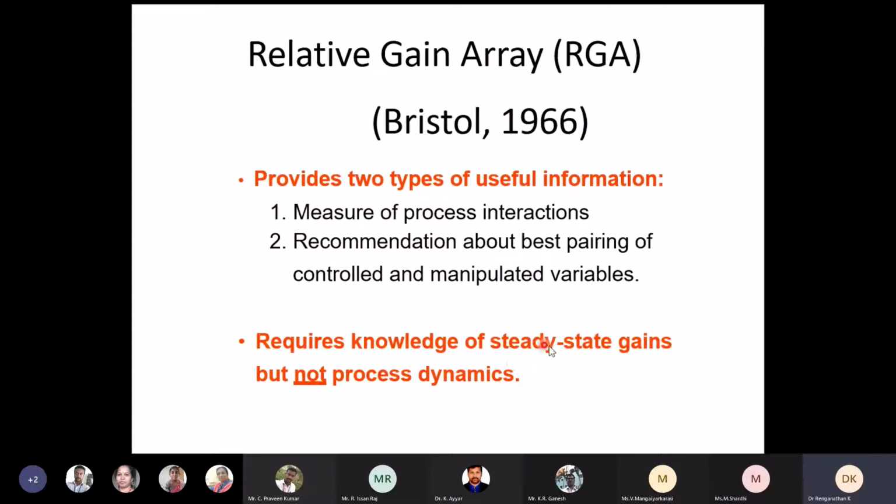You need not have in-depth knowledge about the dynamics, or the changes which are going to take place in the system. When it is in steady state condition itself, the gain which you obtain is more than sufficient for identifying the relative gain array and doing the analysis based on it.